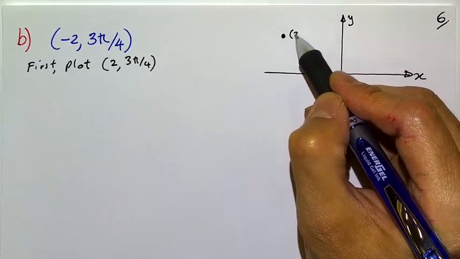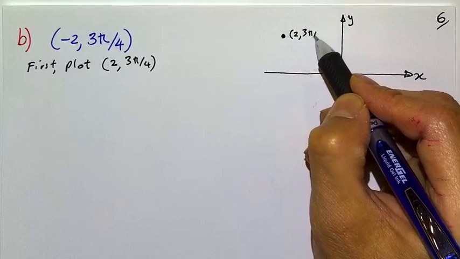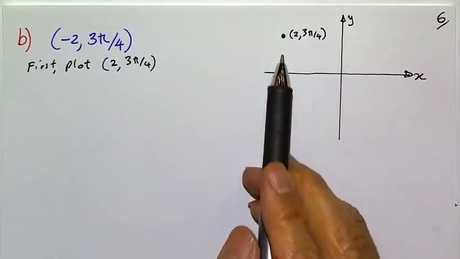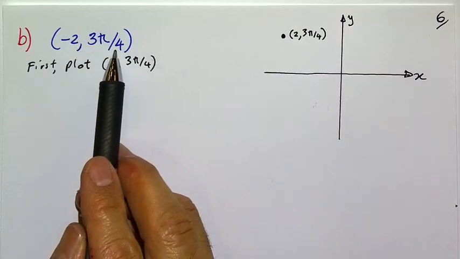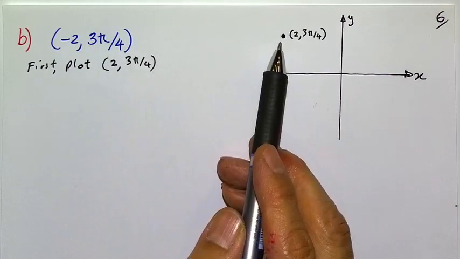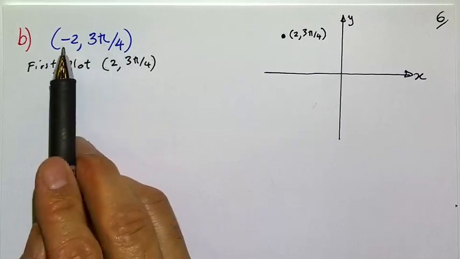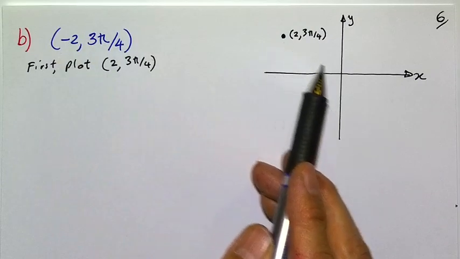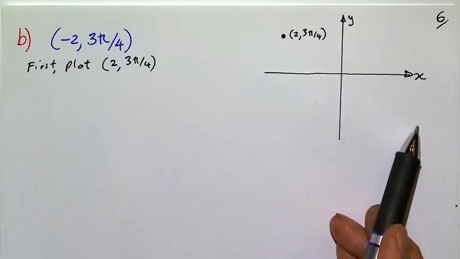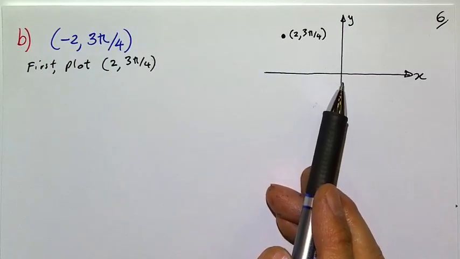This is 2 comma 3 pi over 4. But that's not where I want to be. I want to be minus 2 comma 3 pi over 4. So we know that if the angle stays the same and we change the r value from positive to negative, we're going to be on the same line opposite the pole.